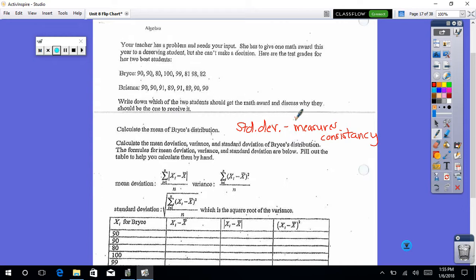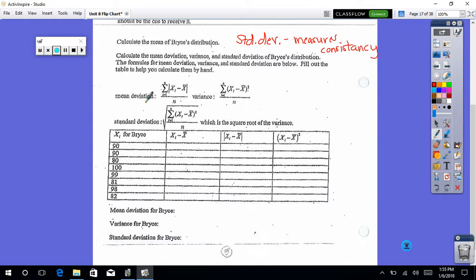You want to find another measure to compare two people or two things, especially if they have the same average. So jump down and look at this big old chart. This chart right here is just how you would calculate the standard deviation for just Bryce. These are just Bryce's numbers. This isn't anything to do with Brianna, so you would have to redo all of these steps for Brianna that you would do for Bryce.